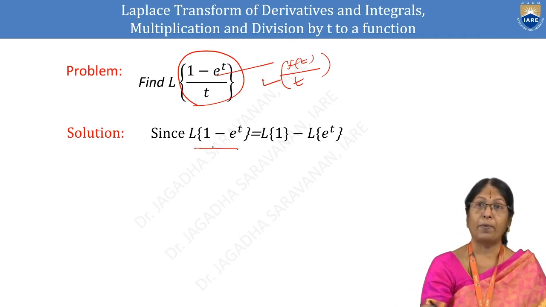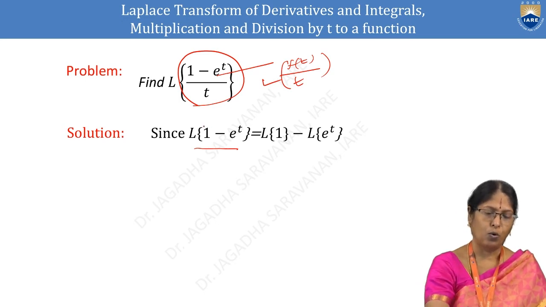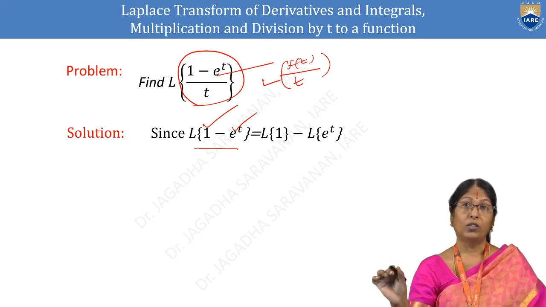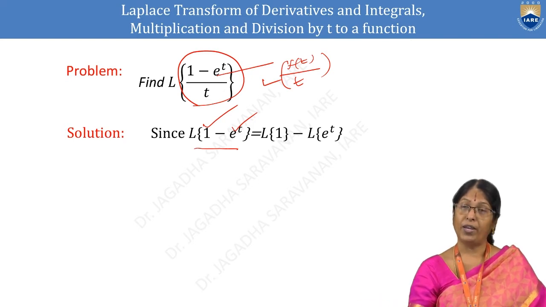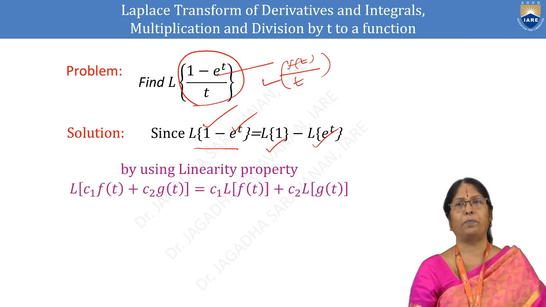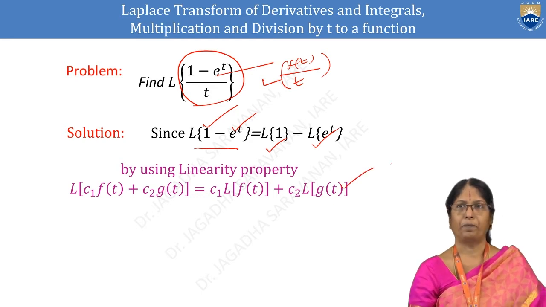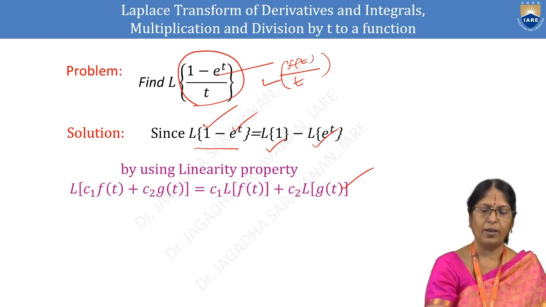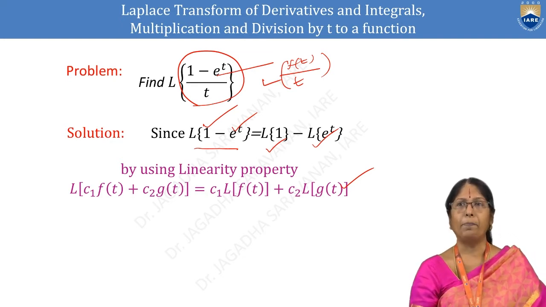This is also now the Laplace transform of 2. The first term is 1, the second term is minus e power t. So the two functions are there. Laplace transform of 2, we can separate, we want to write each in separate form of Laplace transform. The property is the linearity property. According to this linearity property, this is Laplace transform of 1 minus Laplace transform of e power t.